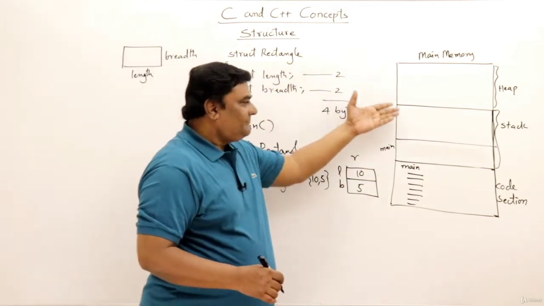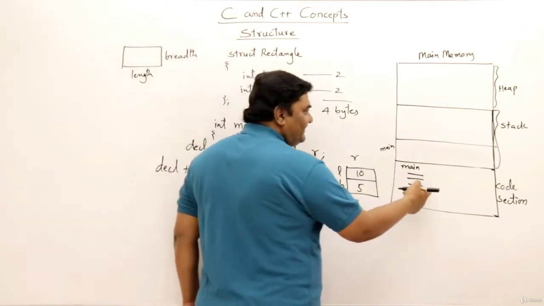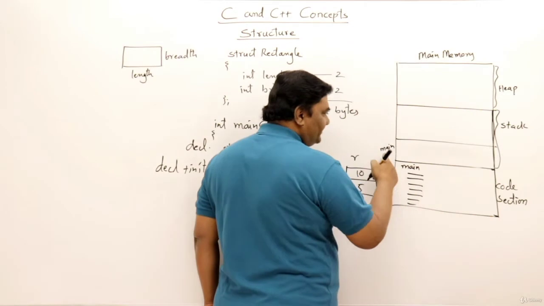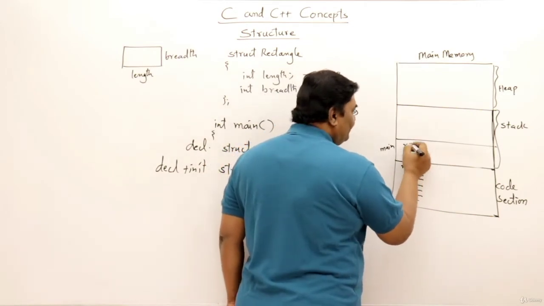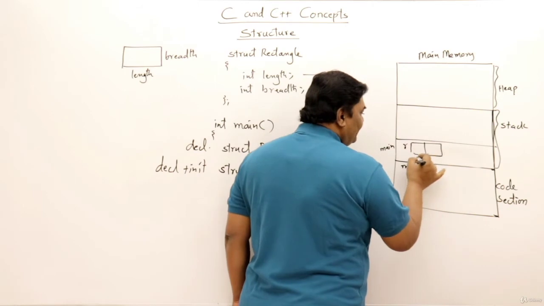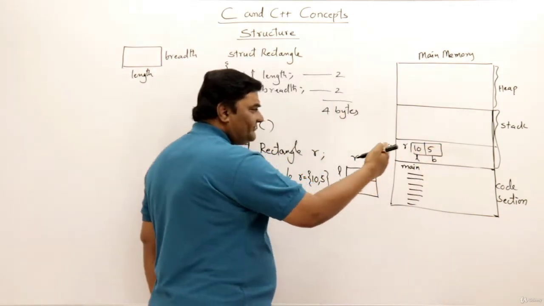Then inside the main memory, if you want to see where this R is created, it is created inside the stack frame of the main function. R will have length and breadth, and these are 10 and 5. I'm showing them side by side.